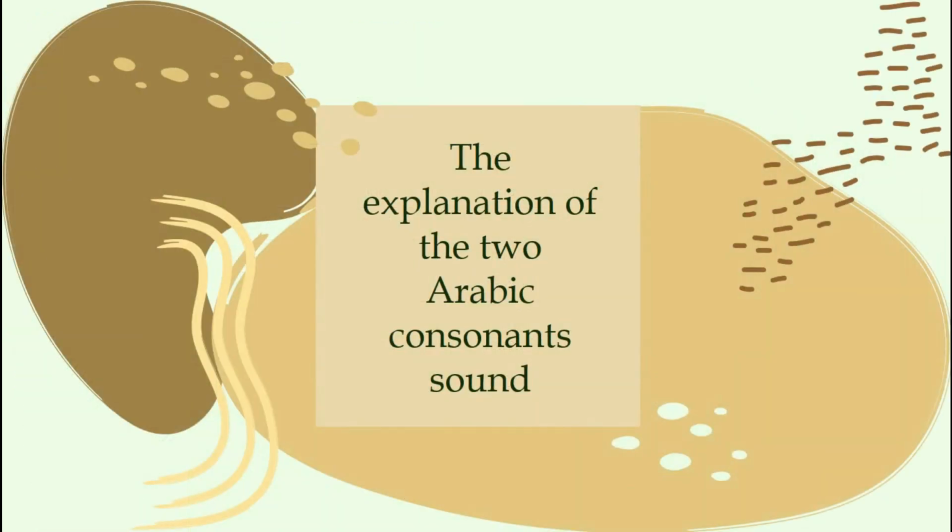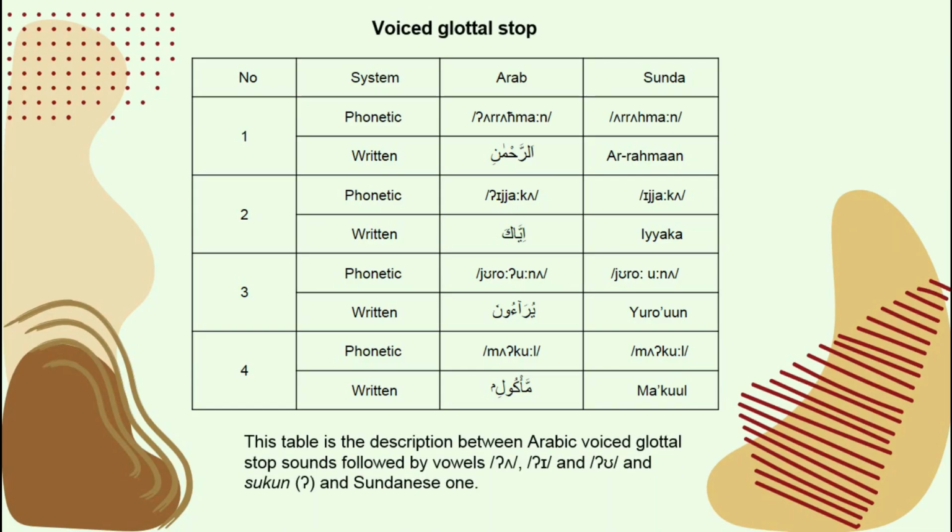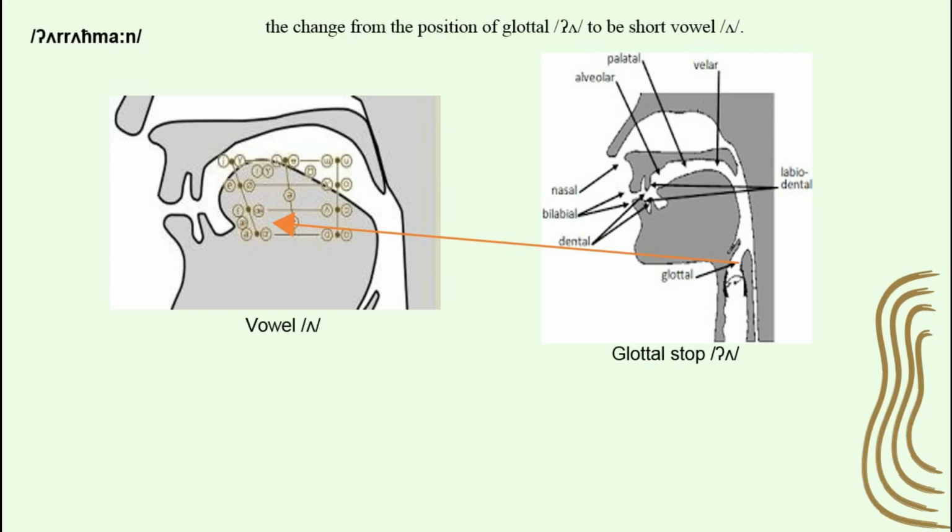Next is the explanation of the two Arabic consonant sounds. The voiced glottal stop is one of the productive Arabic consonants that distributes in all positions. Since this is categorized as a consonant, there is an obstruction in producing this sound. Number 1 in the table is the sound of Ar-Rahman. This sound begins with the consonant of the voiced glottal stop followed by the vowel a.